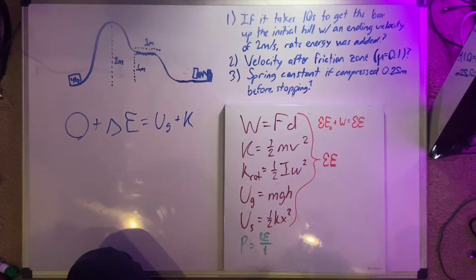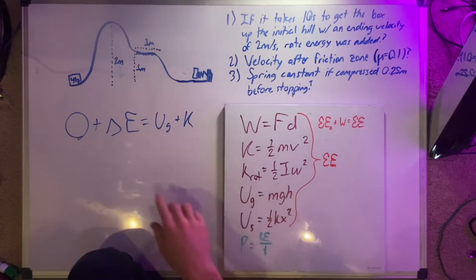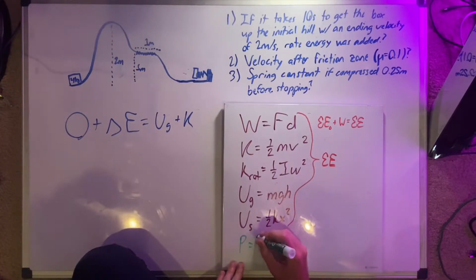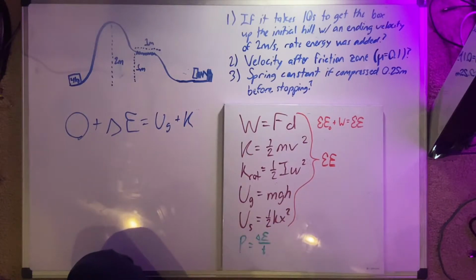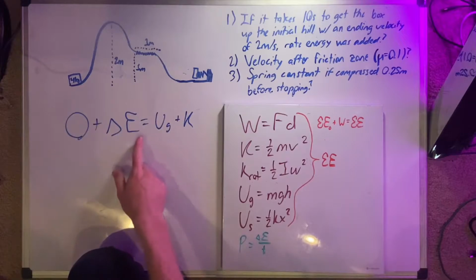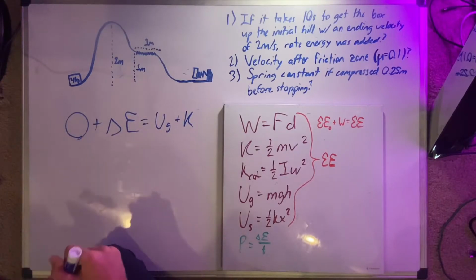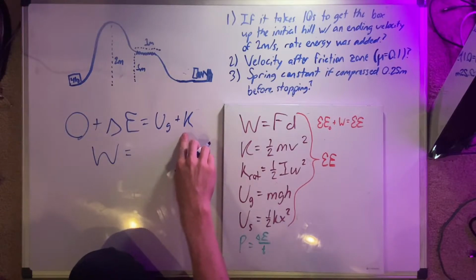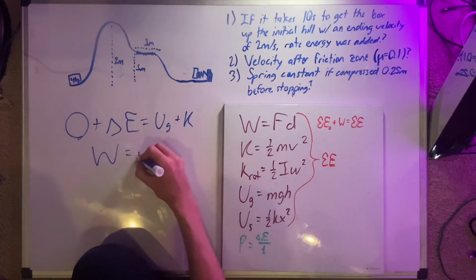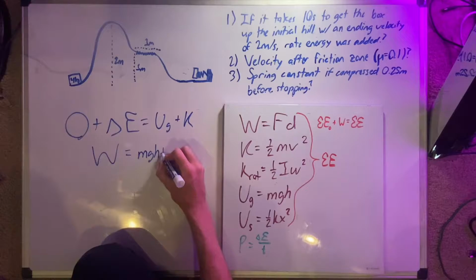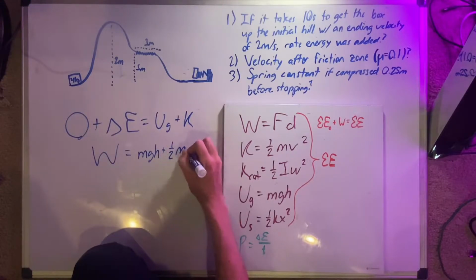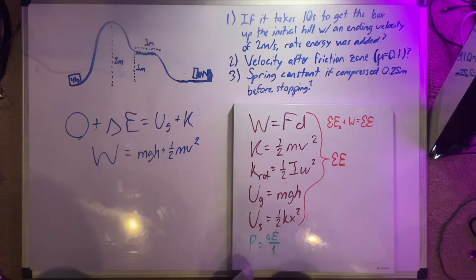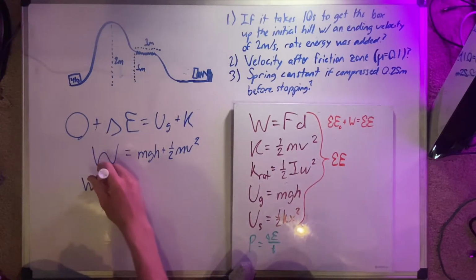So if you'll notice, power is really the change in energy over time, not the sum of energy over time. The change in energy over time, in other words, is work over time. So the work done is equal to this plus this. So we have mgh plus 1/2 mv squared.